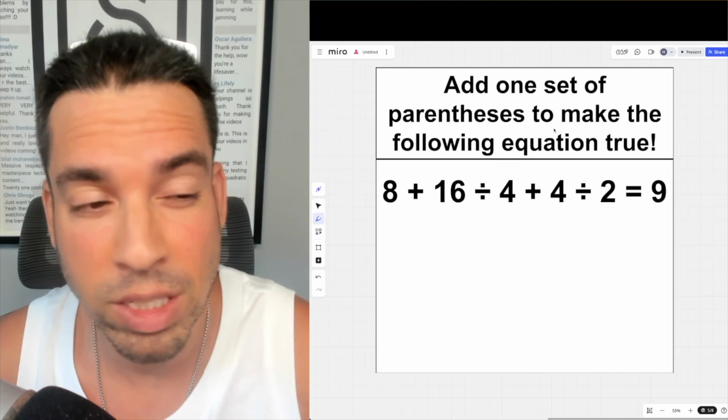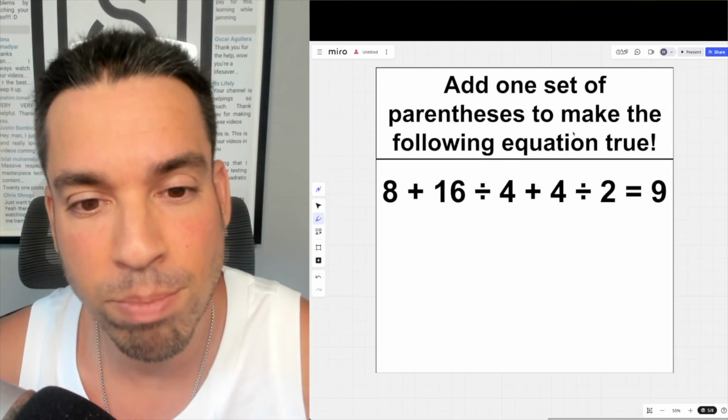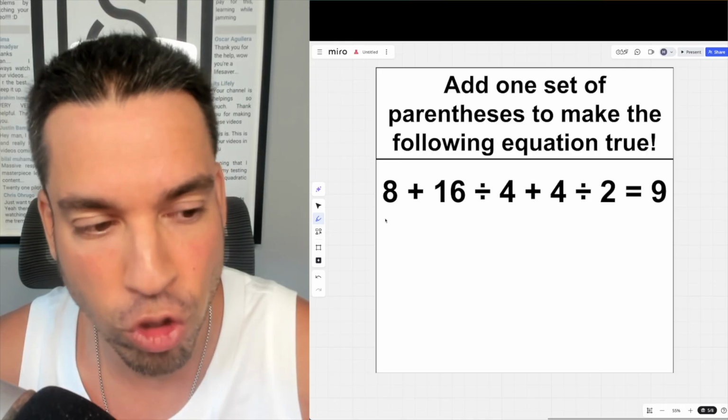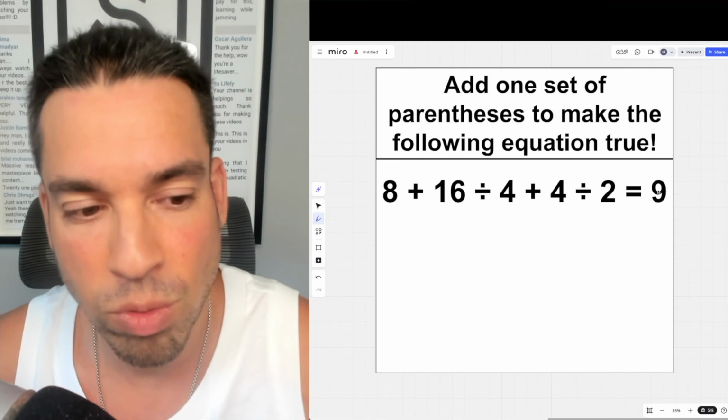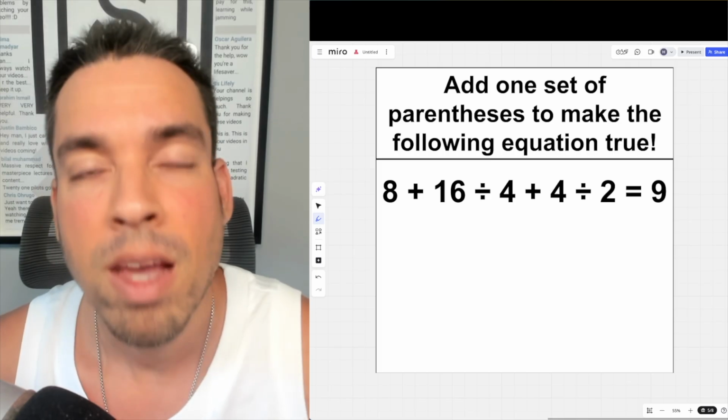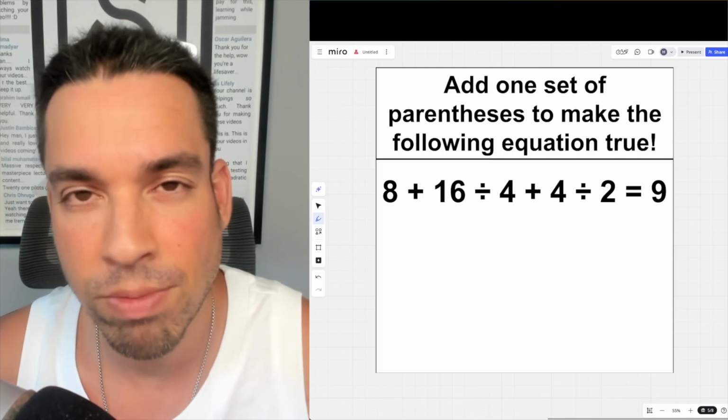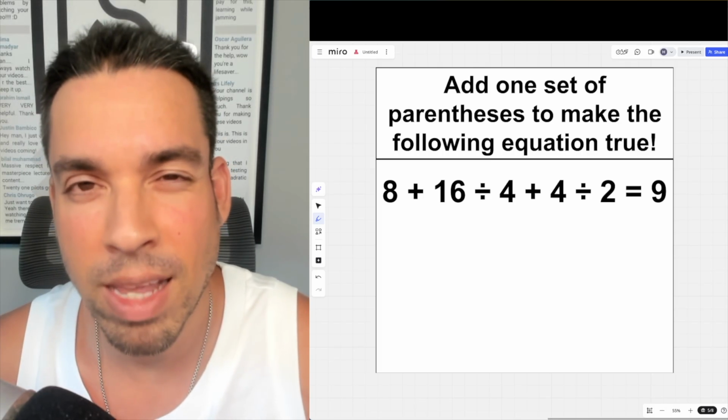In this one, the question is as follows. Add one set of parentheses to make the following equation true. So right now we have 8 plus 16 divided by 4 plus 4 divided by 2 is equal to 9. Hit that pause button and see if you can figure it out. When you're ready, hit play and I'll give you the explanation.